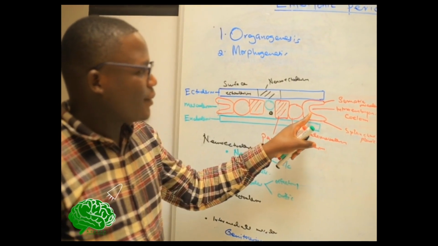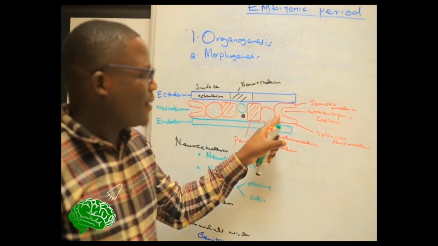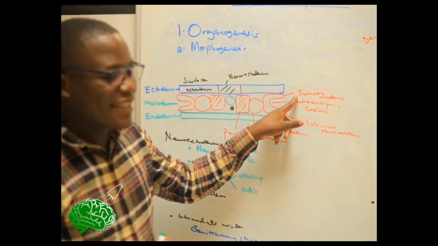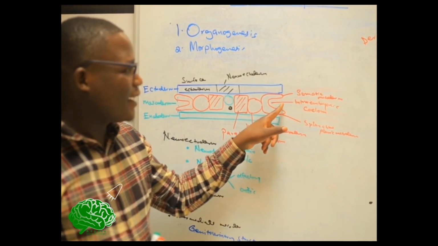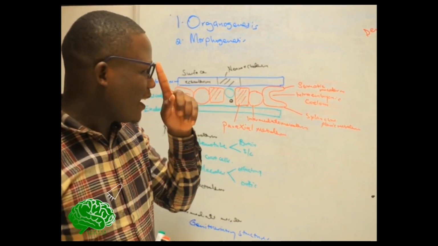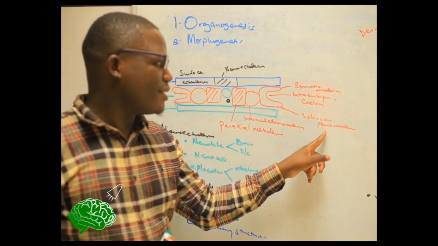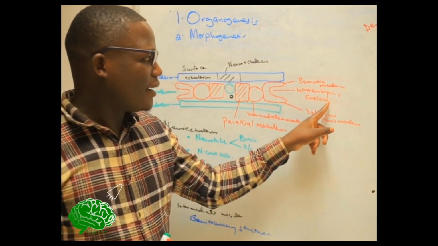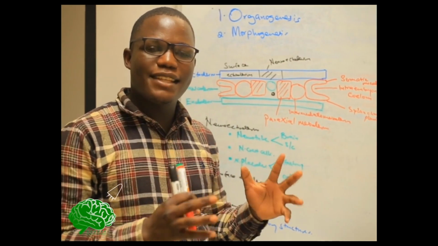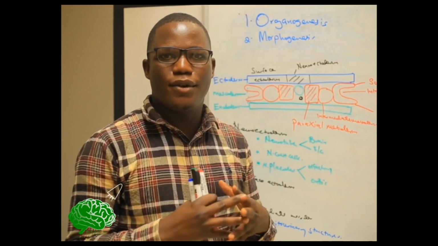Then finally, we shall look at the lateral plate mesoderm. The lateral plate mesoderm has three components. One is the somatic mesoderm. The second one is the intra-embryonic coelom. Then the third one is the splanchnic mesoderm. Now we'll begin with the intra-embryonic coelom. The intra-embryonic coelom will give rise to the three major cavities of the body.